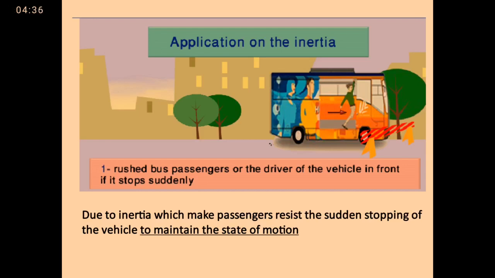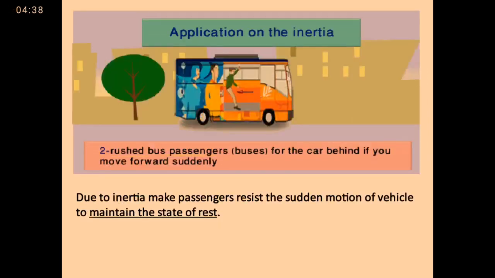Another application or example for inertia, the opposite case. Look at this picture. What happened? Here, the passenger is in the bus, which is firstly in a rest state. But when the bus suddenly moves, you will notice that they move backward. Why do passengers move backward? The same as in our previous example.